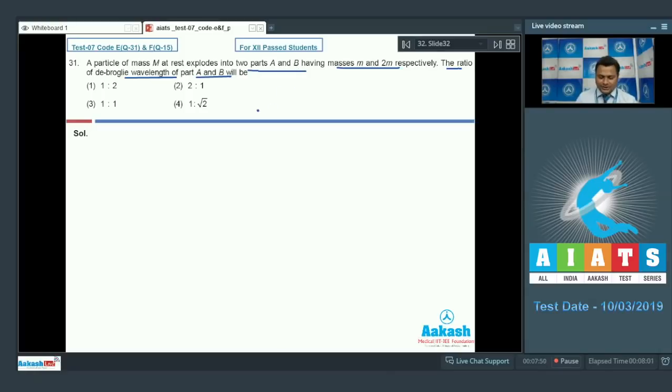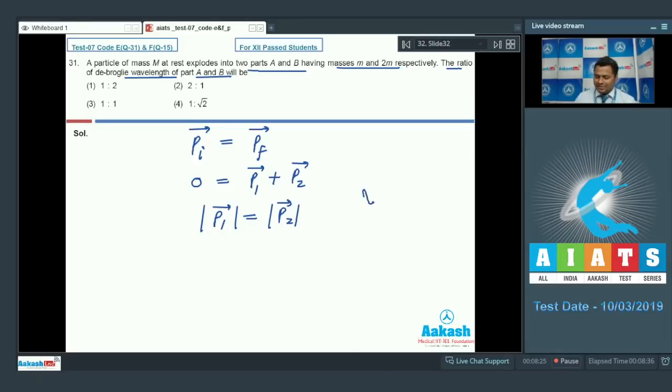According to the law of conservation of momentum, the initial momentum before explosion will be equal to the final momentum after explosion. Initially, it was at rest, so Pi you can write 0. Finally, you have two particles. Momentum of particle 1 is P1, momentum of particle 2 is P2. So, from this relation, we can say that the magnitude of momentum of particle 1 and particle 2 is absolutely equal. Now, we know very well, according to De Broglie wavelength, lambda is given by h by p.